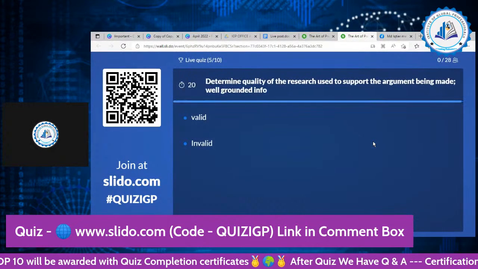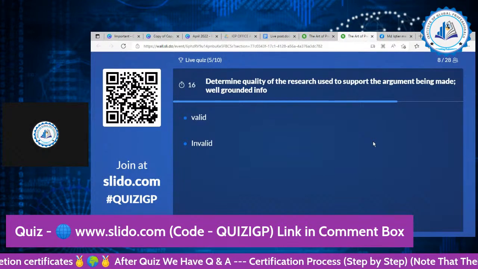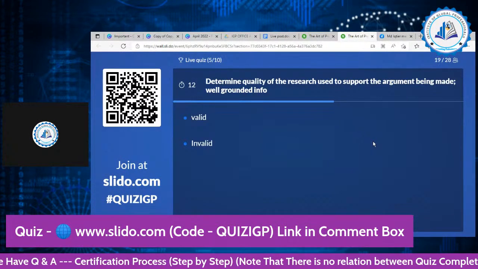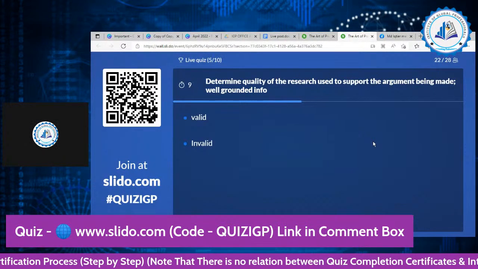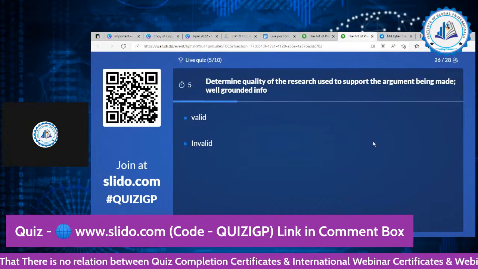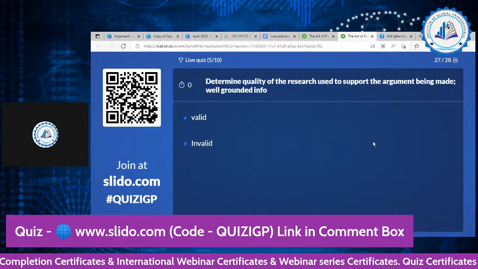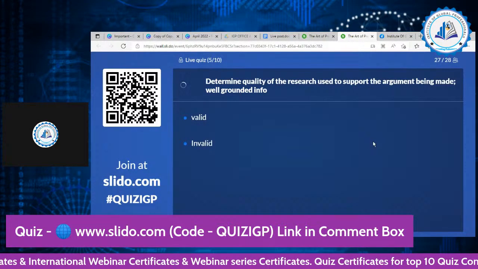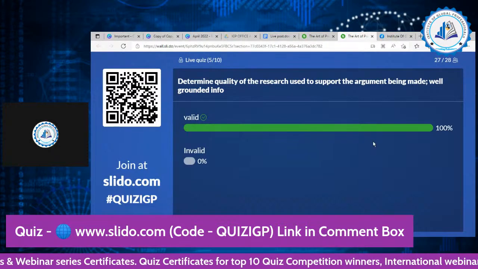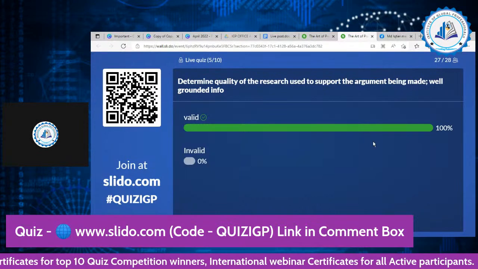Our next question is: to determine the quality of the research is to support the argument being made. Well grounded info, is it valid or invalid? 100% of our participants give the right answer, and the answer is valid.